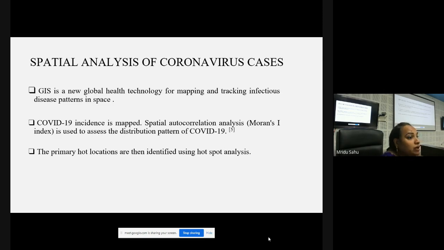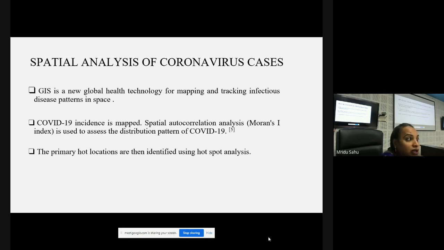So hats off to the internet era, hats off to all the virtualization, hats off to the distributed system. Just because of these things, all of this is possible nowadays. So GIS is a new global health technology. If you are appearing for any company's interview and you say that you are good in GIS, in healthcare technology, then definitely they will appreciate you.